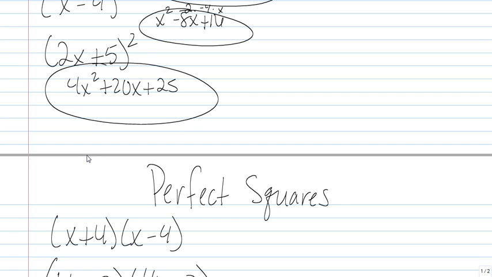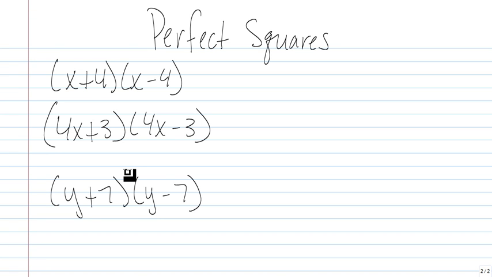So now let's talk about multiplying perfect squares, or some books refer to it as multiplying the sum and difference of two squares. It's the exact same thing. You can also FOIL this, which is perfectly fine too, but let me show you a shortcut. The shortcut is you multiply your first terms together, so x times x is x squared, and multiply your last terms together, so 4 times negative 4 is negative 16. That's all there is to it.